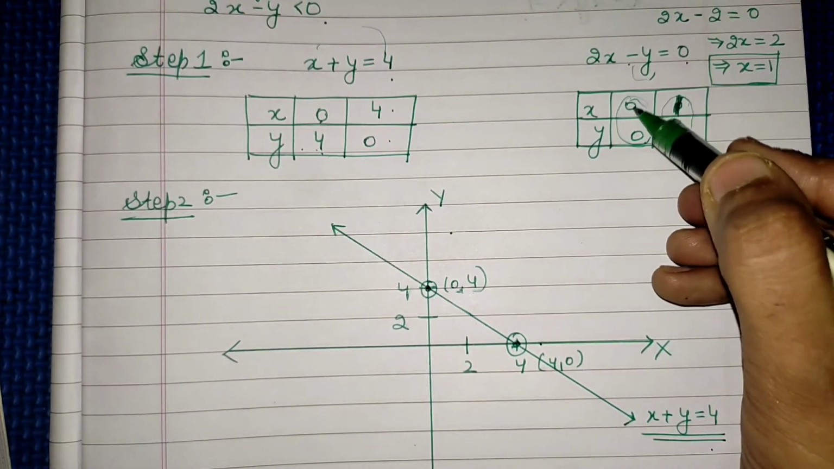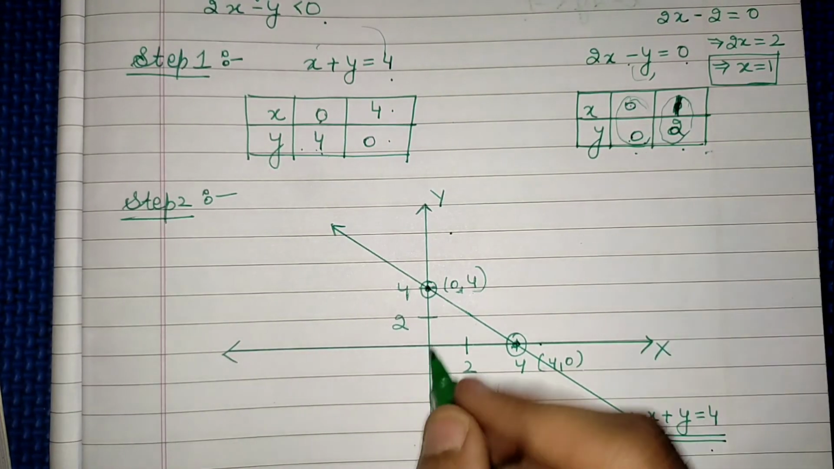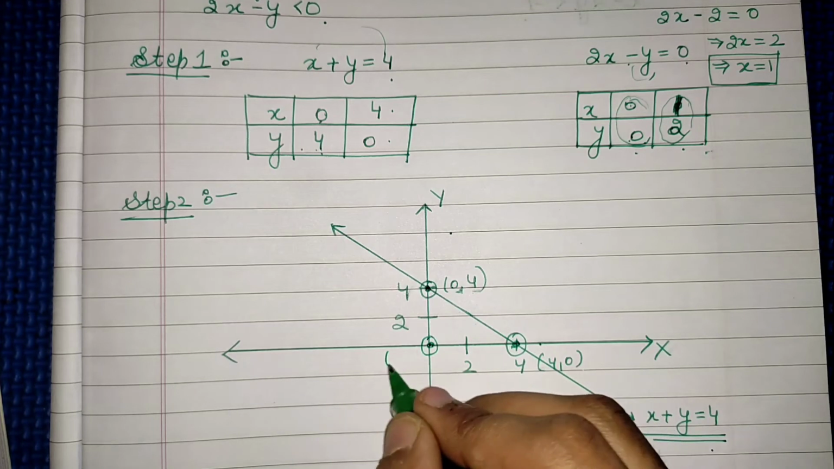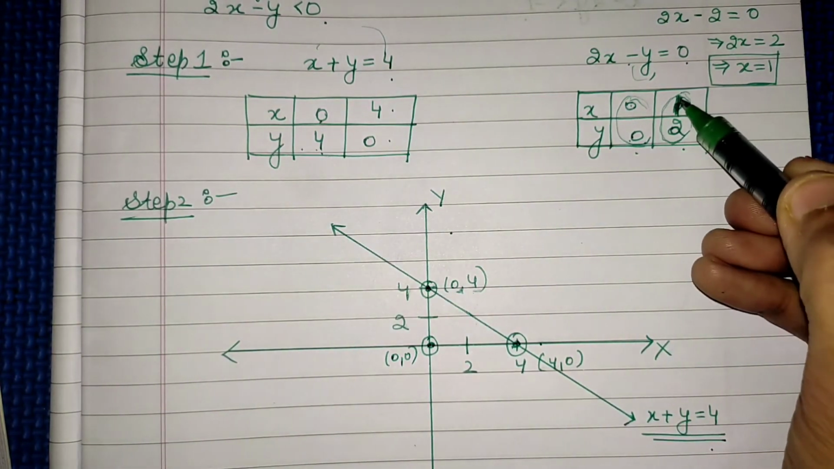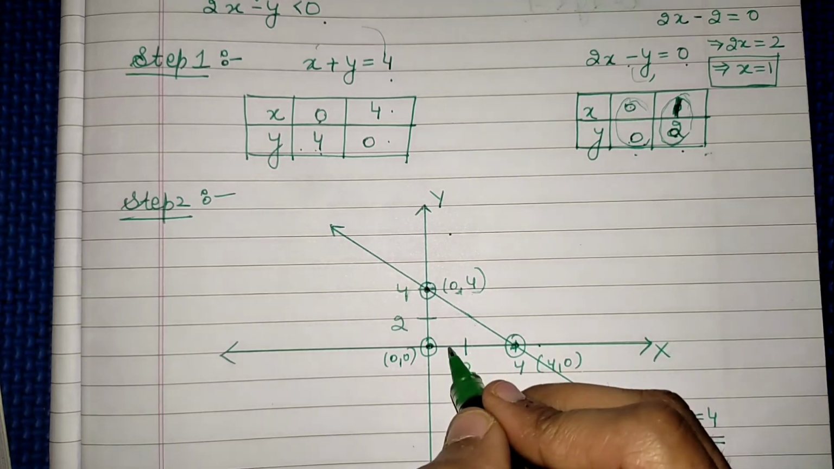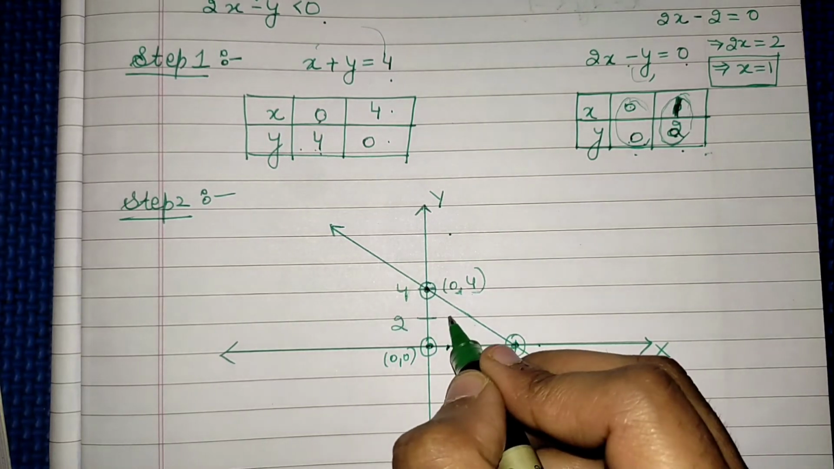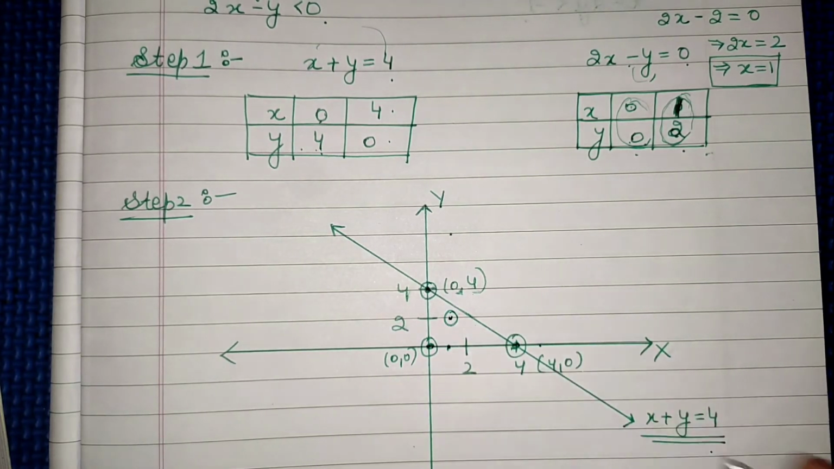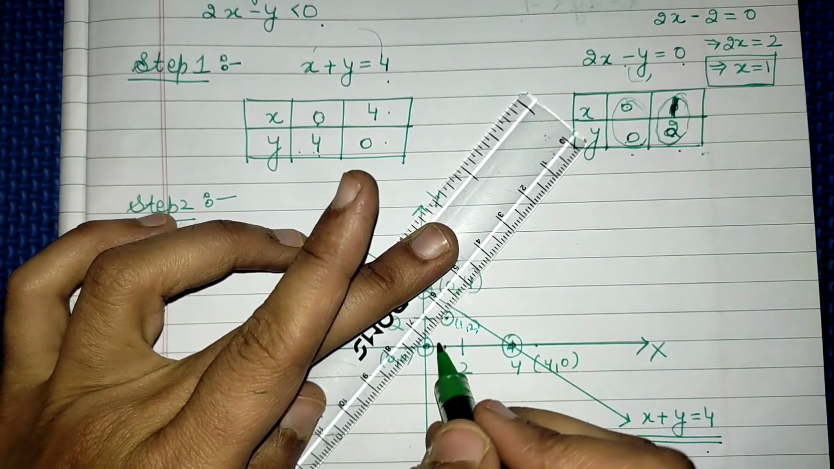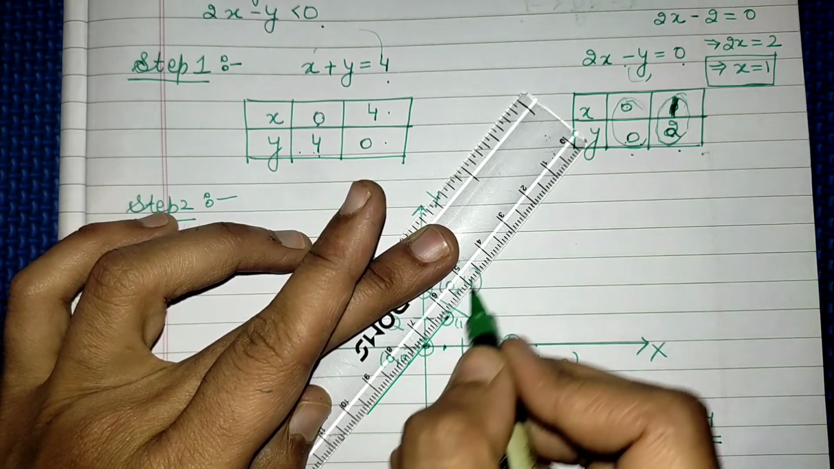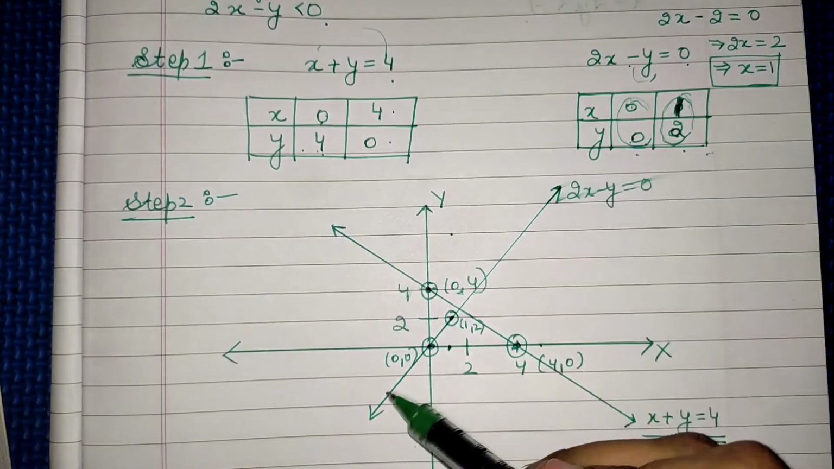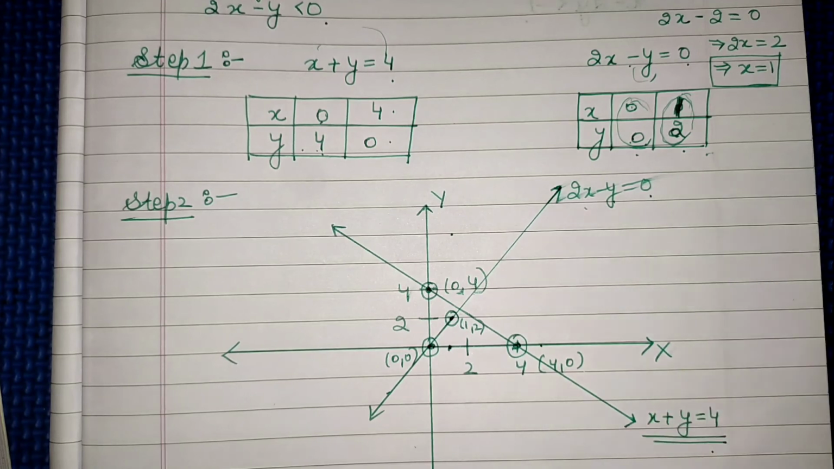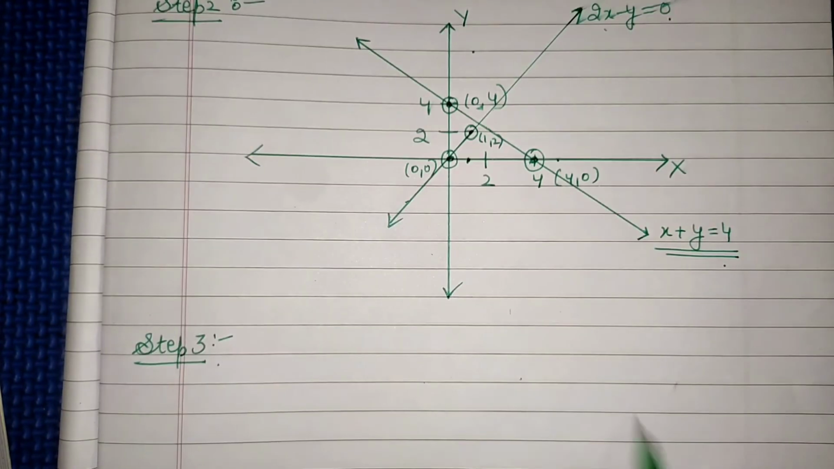Next, what are the second line's points? 0, 0, the origin, is my point for the second line, and the second point for the second line is 1, 2, which means my x is 1 and my y is 2. This is 1, 2. So I will join these points and get the equation for the second line, 2x minus y is equal to 0.